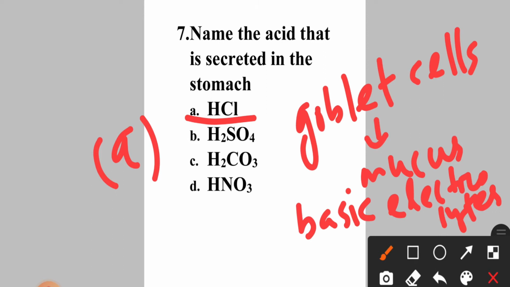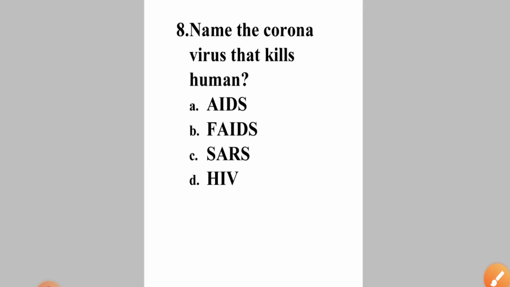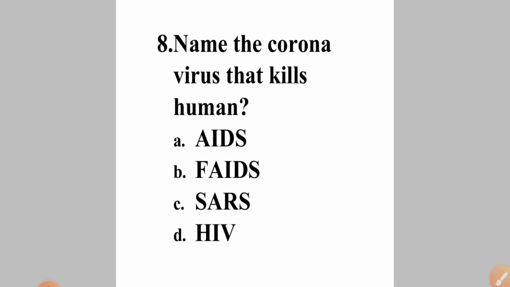Okay, now come to question number 8. Name the coronavirus that kills humans. A, AIDS, B, FAIDS, C, SARS, D, HIV.